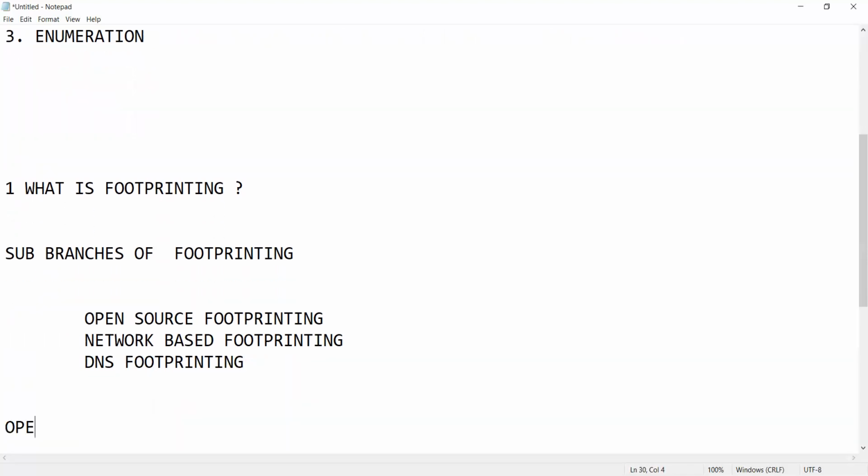I'm discussing open source footprinting. So what is open source footprinting? These are the sub branches. Other than the types of footprinting, there are some branches of footprinting which a learner should know before gathering information. So these three are the sub branches. The first one is open source footprinting. This type of footprinting is the safest, holding all the legal limitations, and hackers can do it without any fear because it is not illegal, hence the term open source.